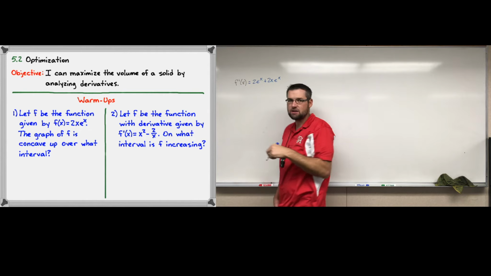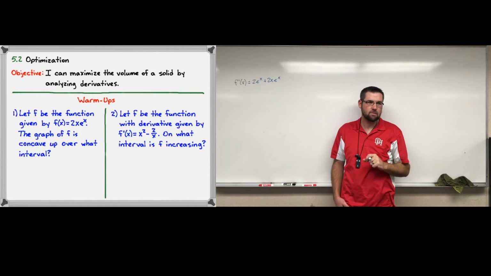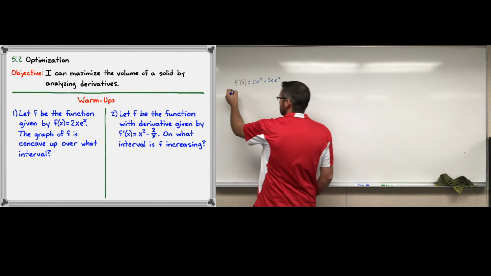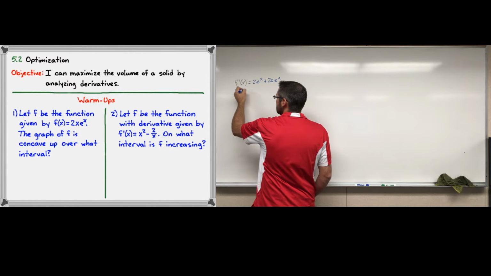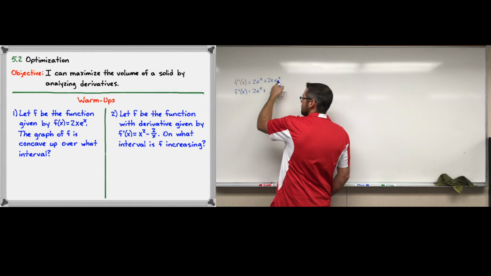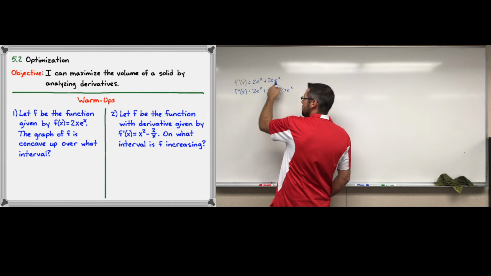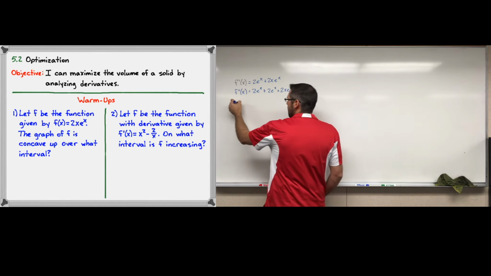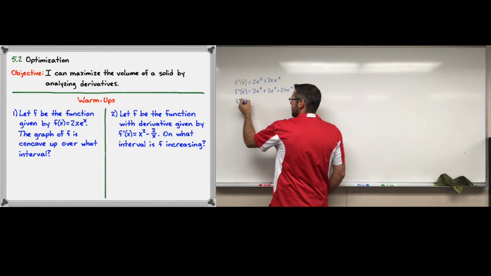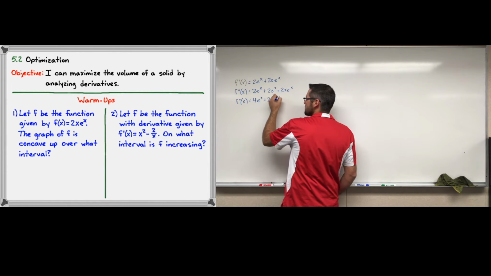Okay, now we could factor before we find the second derivative, but it's probably easier just to find the second derivative before we do anything else. So f double prime is what? 2e to the x plus 2e to the x plus 2x e to the x. So we had to use the product rule again, right? Now I'm going to simplify that a little bit. So f double prime of x equals 4e to the x plus 2x e to the x.